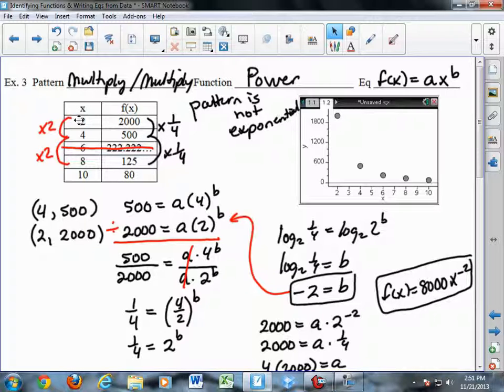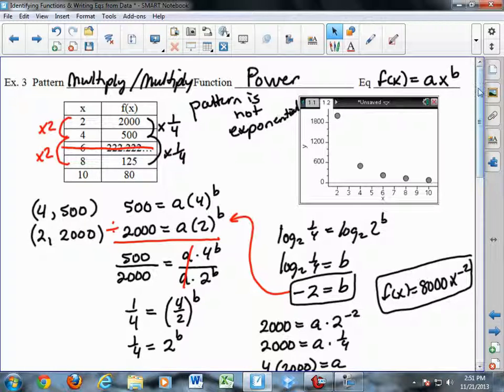If I multiply the x's, 2 times 2 is 4, 4 times 2 is 8. Notice I skipped over the 6. Notice here I skipped over the 222.2 repeating. So I just crossed that out to show not that it's not a point on the graph, but that it's not included as part of my pattern. If I continued the pattern, I'd do 125 divided by 4, and I'd get 31.25. And 8 times 2, and I'd get 16. So I'd be skipping over several of my values in the table. That is the power pattern.